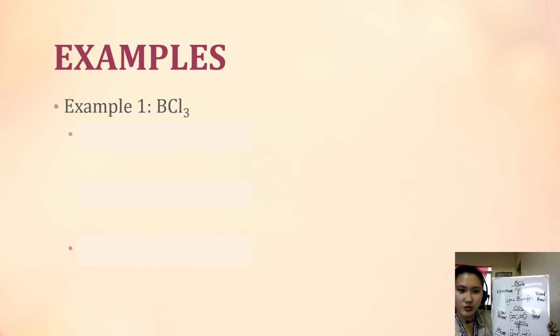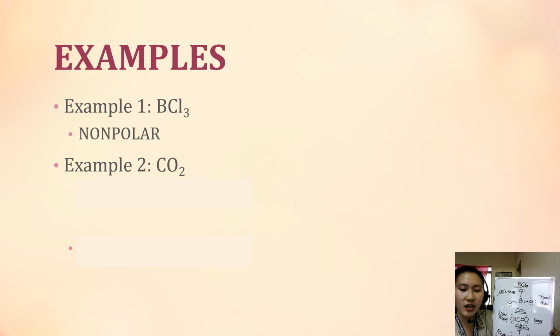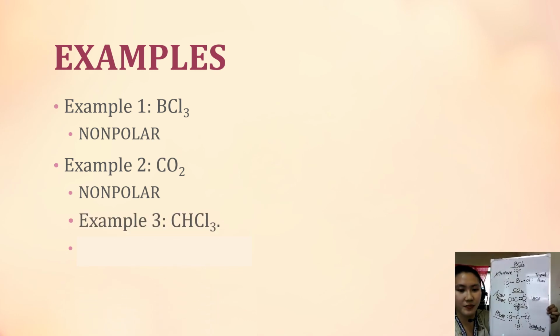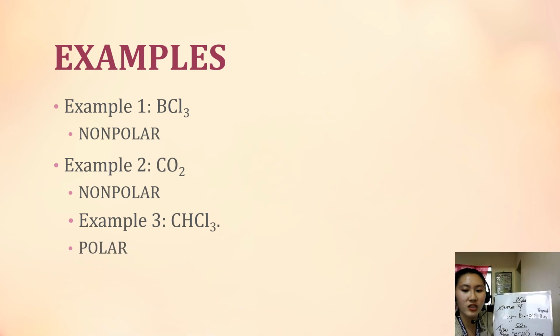So, let's check if our answers are correct. So, number 1, BCl3, nonpolar. Okay, nonpolar. Next, CO2, nonpolar. Okay, very good. It is nonpolar. Next is CHCl3. Polar or nonpolar? It is polar. Very good. It is correct. So that is how we determine whether the molecules are polar or nonpolar.